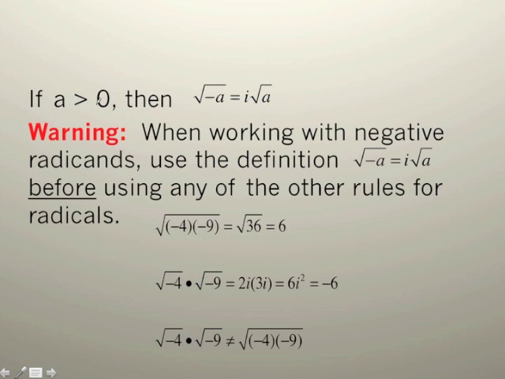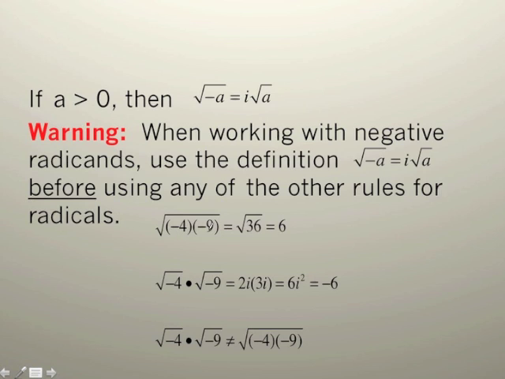Now, if a is greater than 0, then the square root of negative a equals i times the square root of a. And when working with negative radicands, use that definition before any other rules for radicals. So if we took this as the square root of negative 4 times the square root of negative 9, that's the way it's written, and that's where we start.